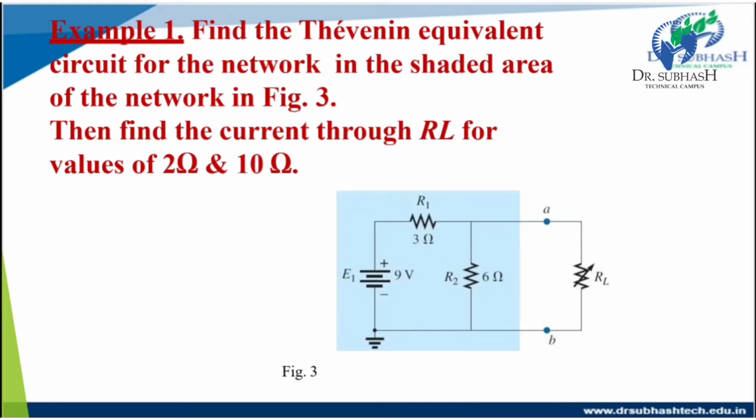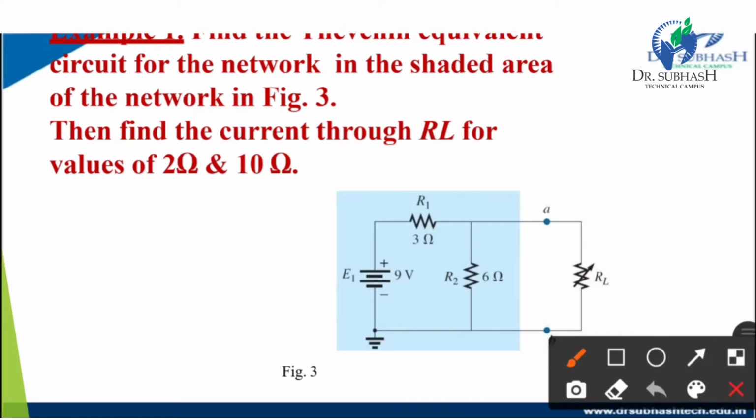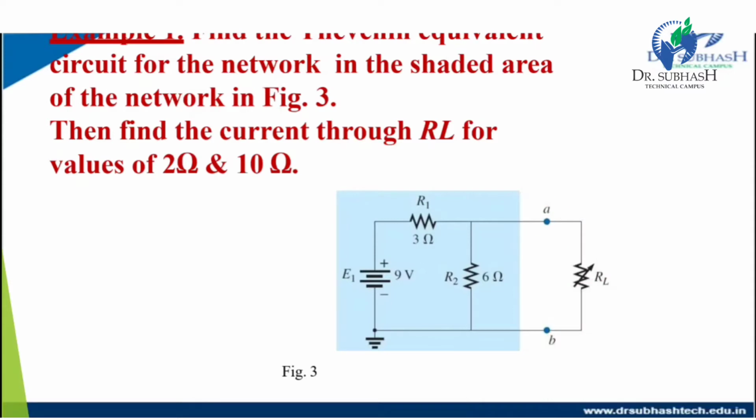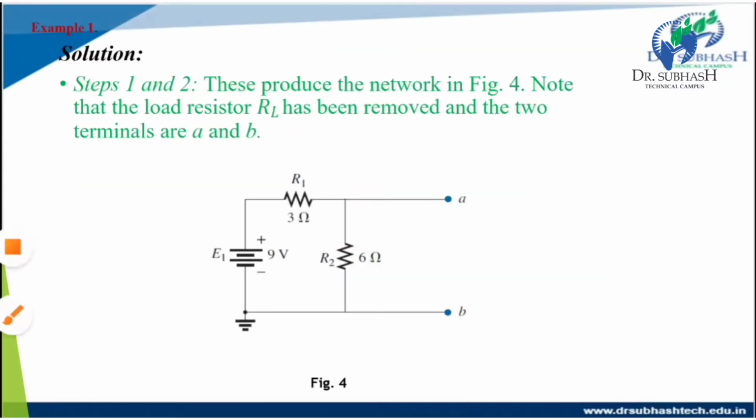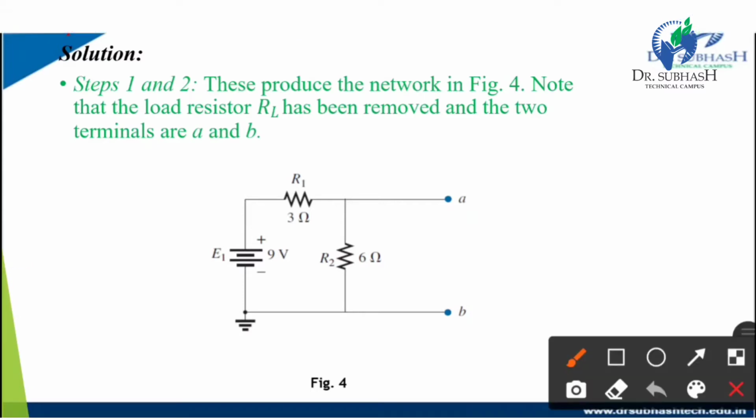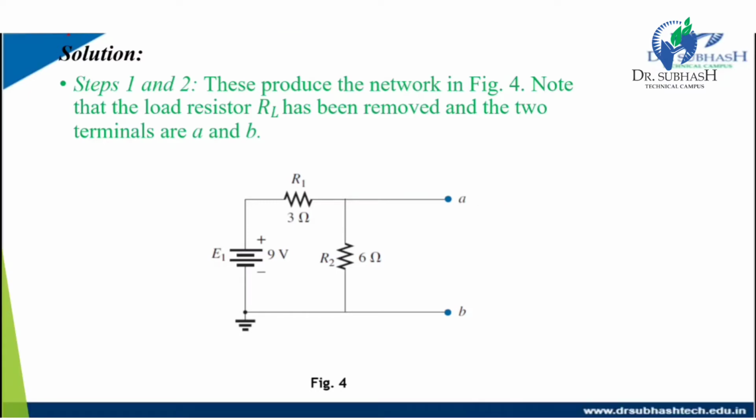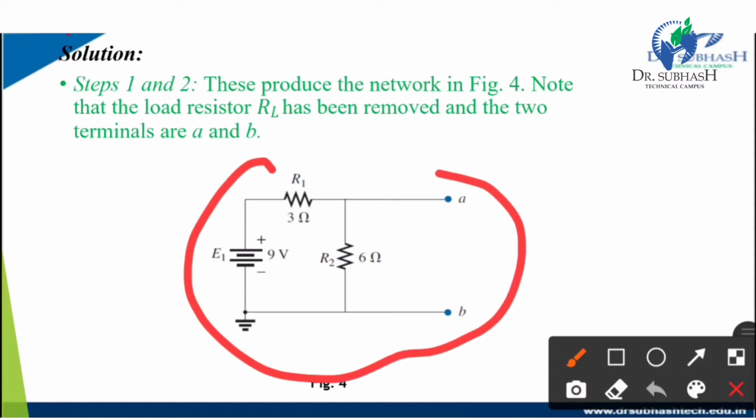So we just follow our procedure. First we will remove RL. This is RL. We will remove it and we note the points A and B. So our first step will be complete. Like that, that is step 1 and step 2. In this procedure, the network in figure 4, note that the load resistor RL has been removed. So here no RL, and the terminals are A and B. Now we have a simple circuit without the RL.